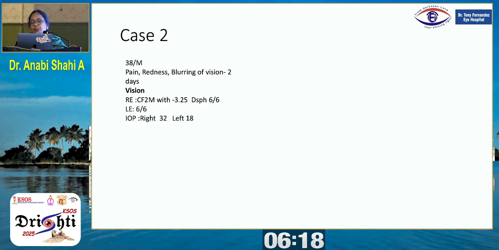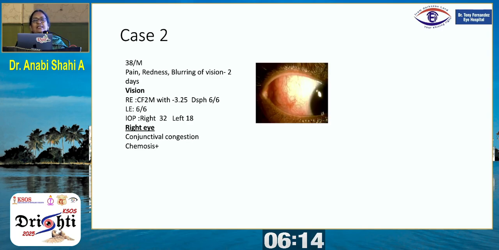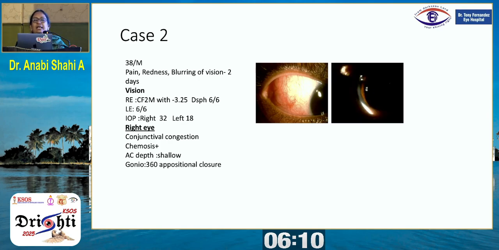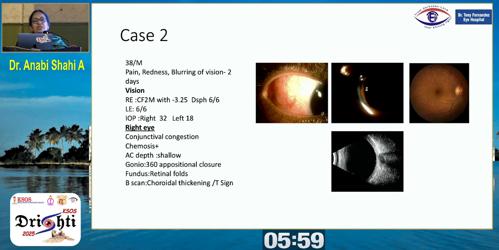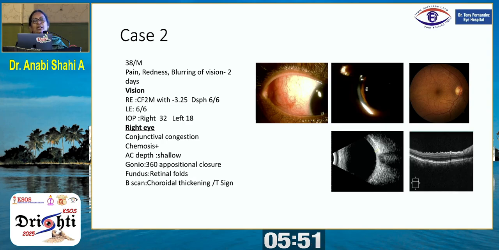In the right eye, the IOP was elevated, it was 32, and the left eye was normal. Anterior segment evaluation showed conjunctival congestion and chemosis, the AC depth was shallow, and gonio showed 360 degree appositional closure. So this is a secondary angle closure without pupillary block. Retina showed retinal folds. B-scan showed choroidal thickening and T sign. So posterior scleritis can present as secondary angle closure without pupillary block.